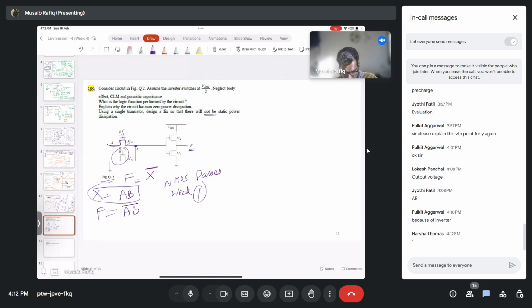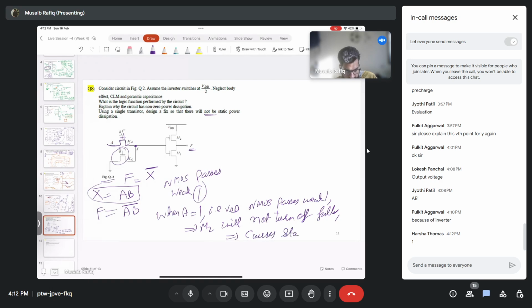So when A is equal to 1, that is VDD, NMOS passes a weak one. That means M2 will not turn off fully, and this causes static power dissipation.